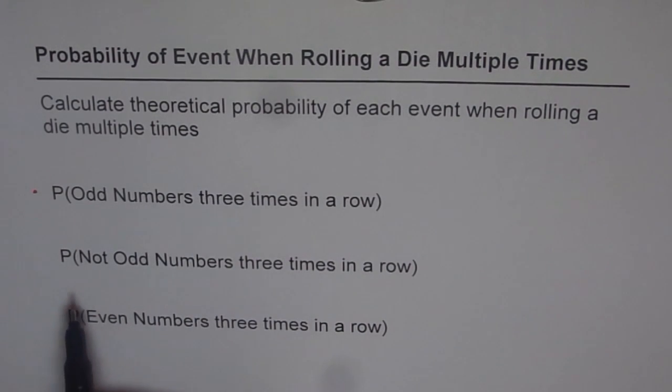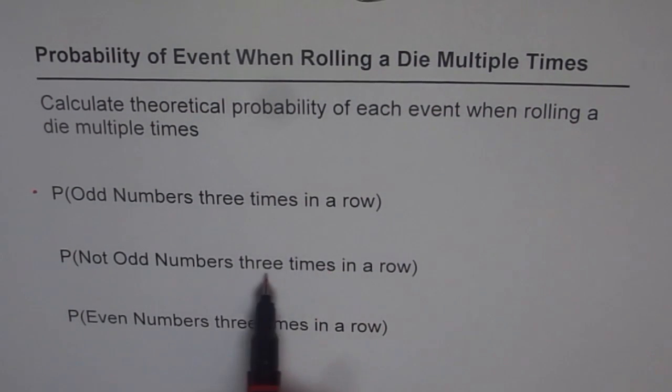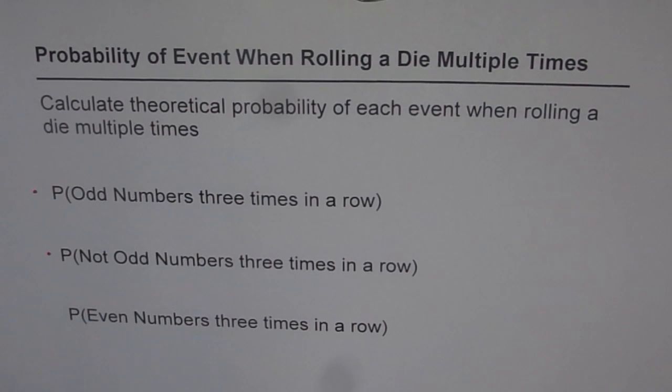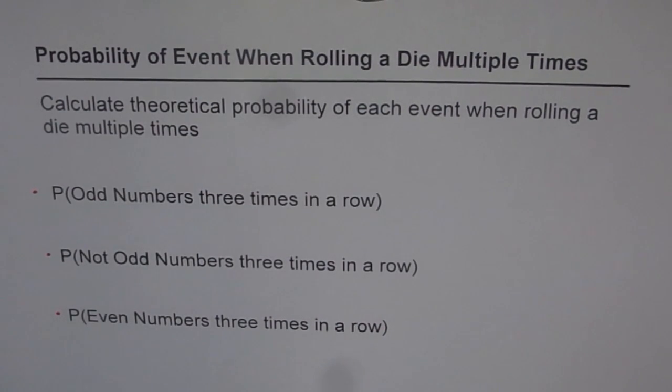The second one is probability of not an odd number 3 times in a row. So all the 3 times we don't want an odd number, and that is the probability which you need to figure out. And the last is probability for getting an even number 3 times in a row, right? So these are the 3 questions for you. Think about them and then answer your question.